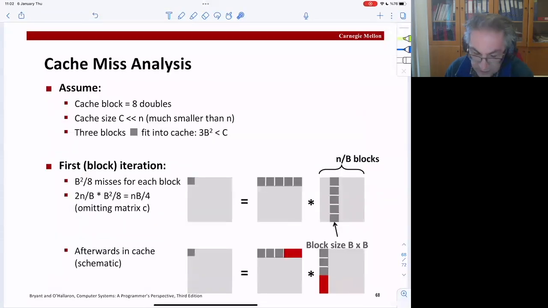So let's do this cache miss analysis when we block things. Again, we assume that the cache block contains 8 doubles, and the cache size is much smaller than n.